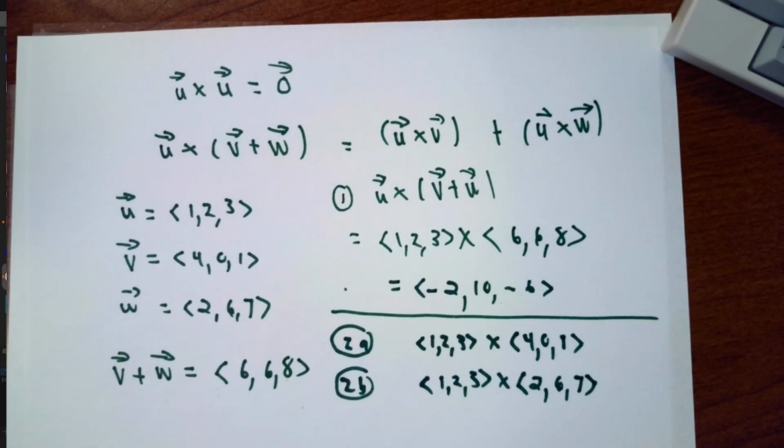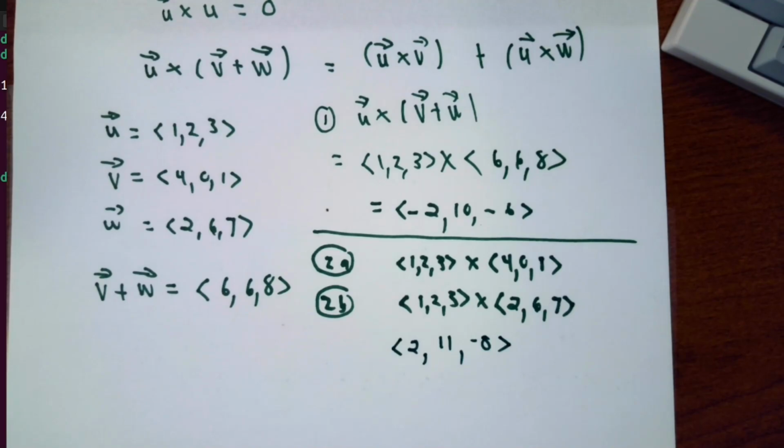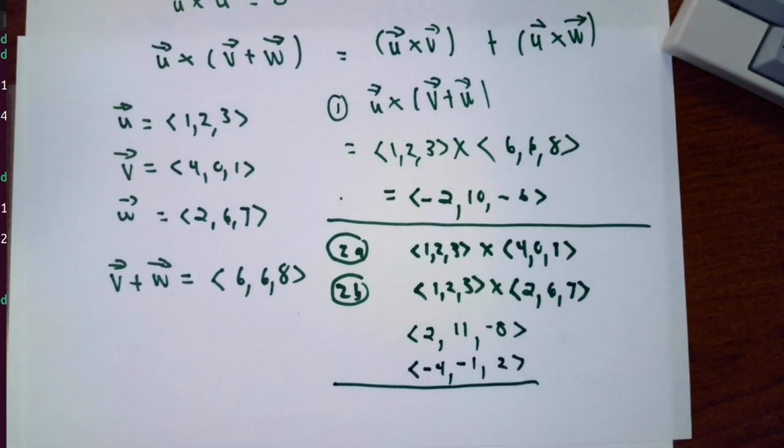To form the right-hand side, I have to form 1, 2, 3 cross 4, 0, 1, also 1, 2, 3 cross 2, 6, 7, and add them together. U cross V works out to be 2, 11, negative 8, while U cross W ends up being negative 4, negative 1, 2.